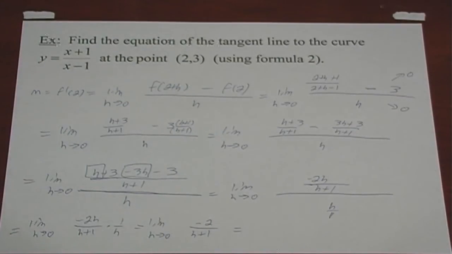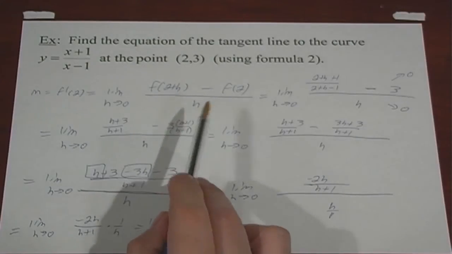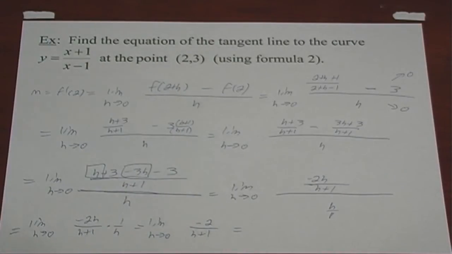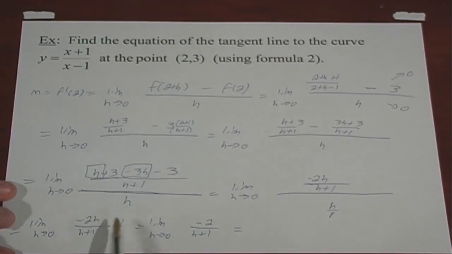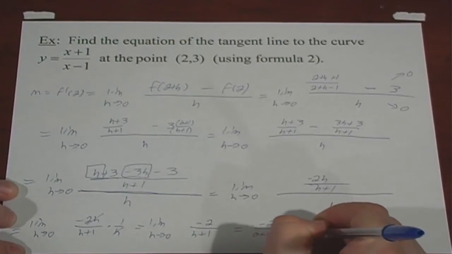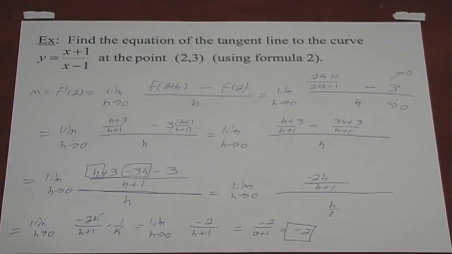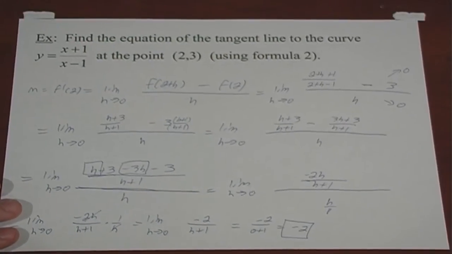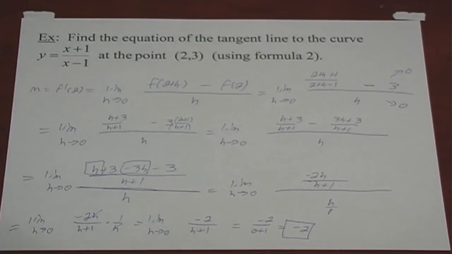That's what you want to happen when you use formula 2. Your whole goal is to get the h that's on the bottom to cancel, because once it cancels, then you can plug in 0 for the h. So now that I got the h's to cancel, now I can plug in. Once you plug in, remember, you don't have to write limit anymore. So this becomes negative 2 over 0 plus 1, so negative 2, which was the answer we got for the slope using the other formula. Okay, so anyway, that's some practice on using both of these formulas.